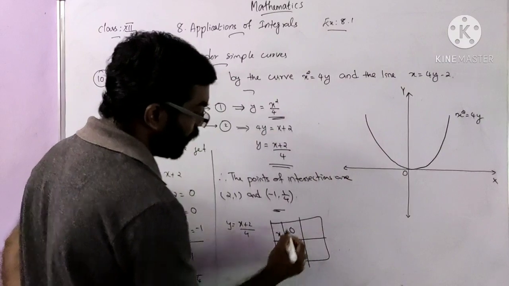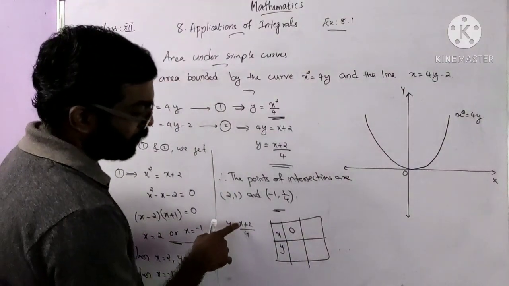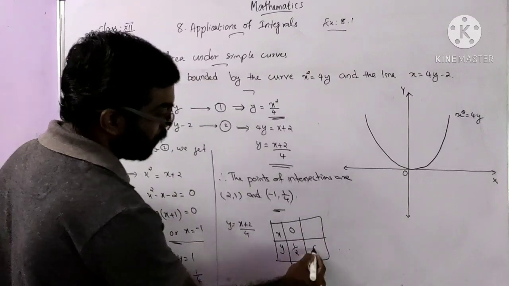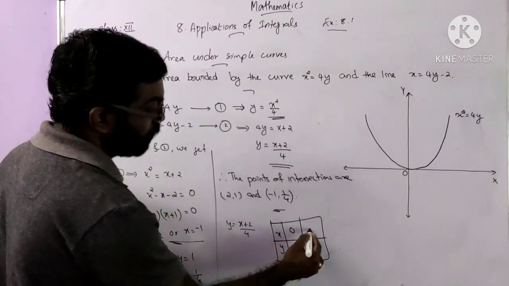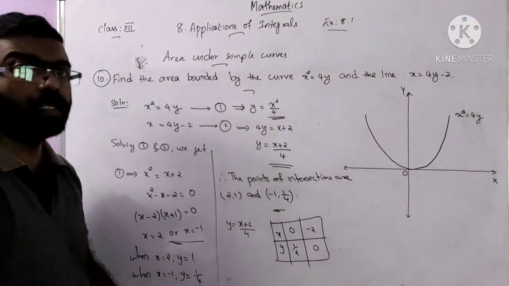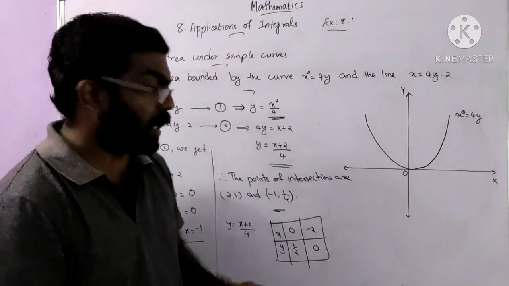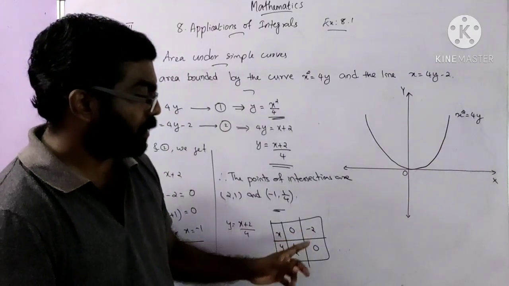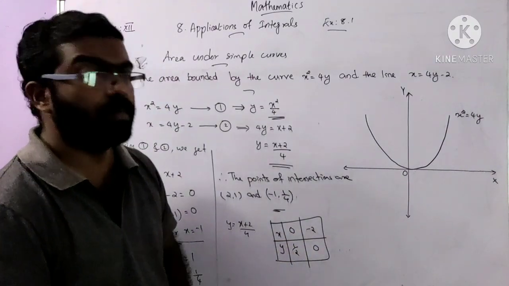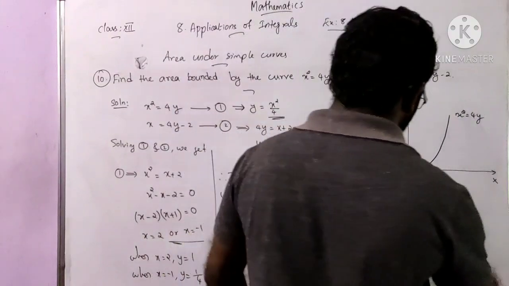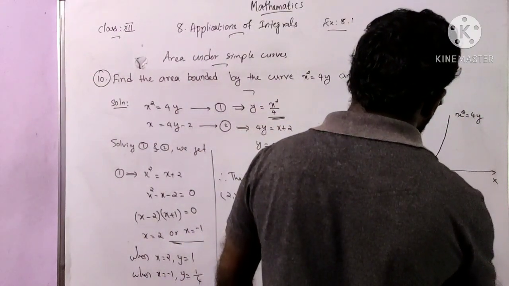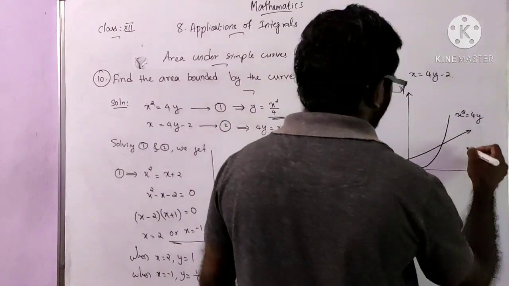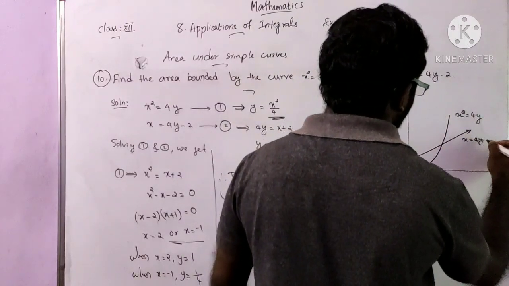When x equal to 0, y is equal to 2 by 4, which is 1 by 2. And when y equal to 0, x equal to minus 2. That means the graph cuts the x-axis at minus 2 and the y-axis at 1 by 2. Okay, so we can draw a straight line like this. Here we can write x equal to 4y minus 2.